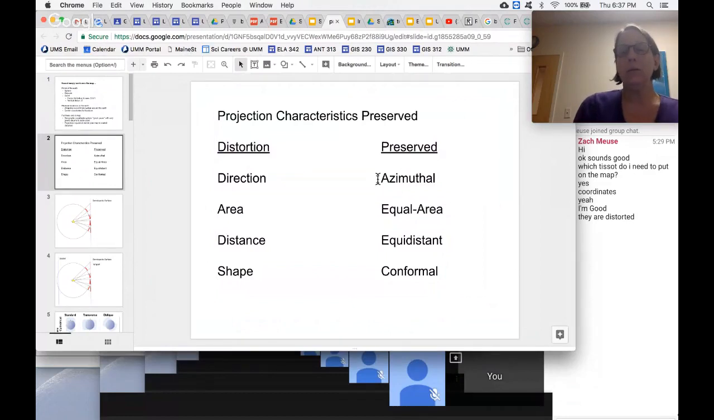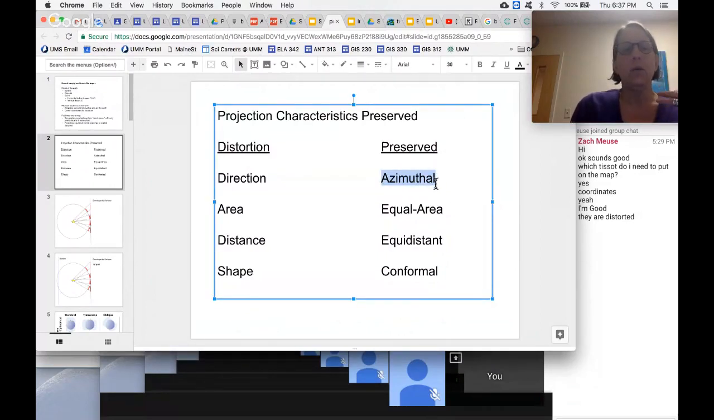And so we build projections, and this is where I'm going to leave you. We build projections that preserve one or two of them. Occasionally we'll approximate three, but even that is asking for trouble. So we build projections that preserve direction, area, shape, or distance, because we can never preserve all of them. And so we have special names for these projections. An azimuthal projection preserves direction. An equal area projection, it's obvious what that preserves. Equidistant, obvious what that preserves. And then conformal preserves shape.